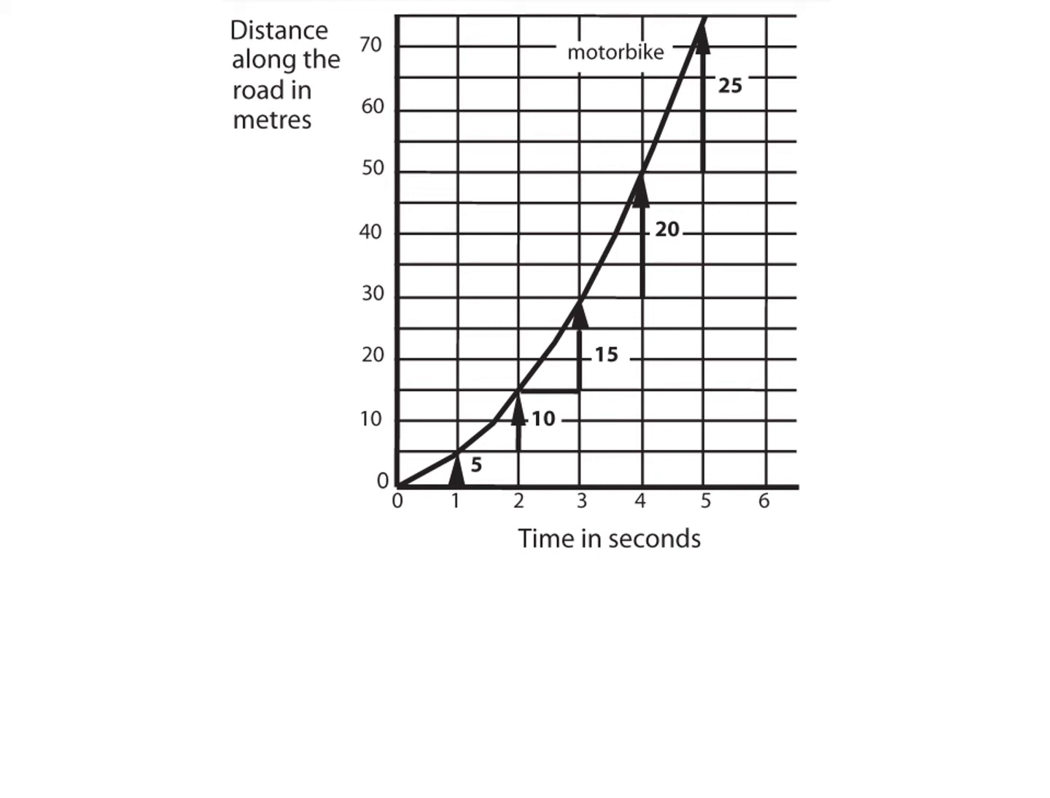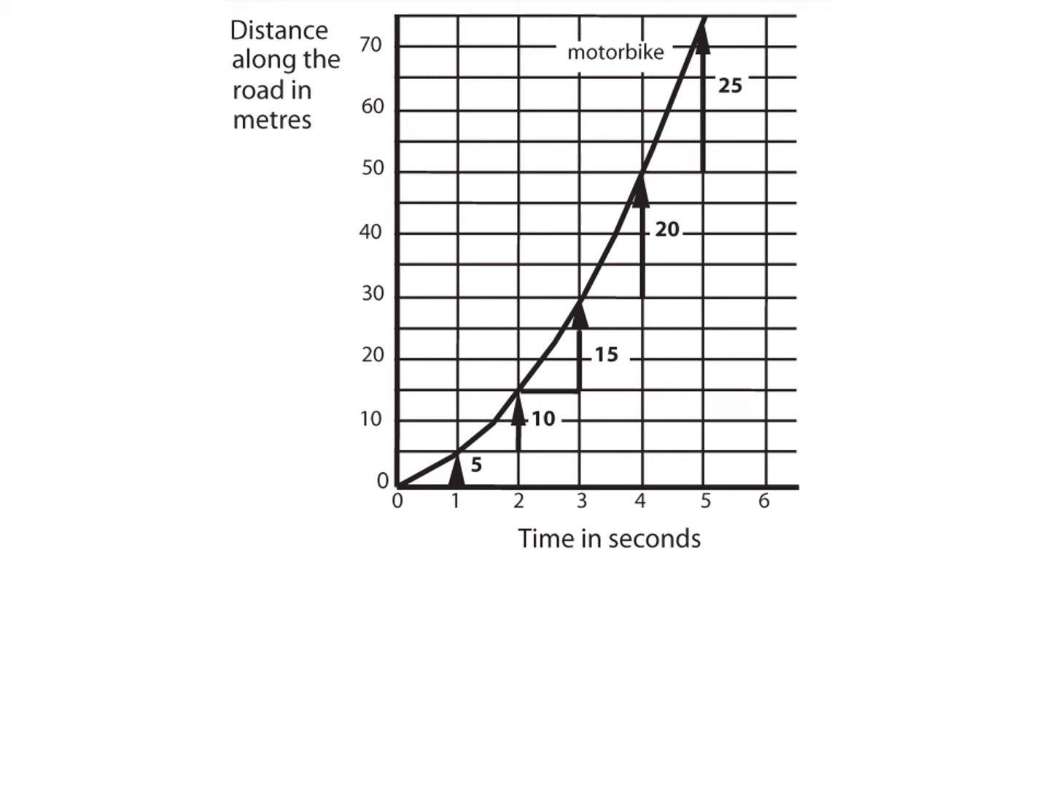But what about when the line is not straight? What if the line on the graph is curved, such as this line? What does that tell you about the speed of the object? In this example, a motorbike is travelling along a road, but the graph does not show a straight line, so this is not travelling at a constant speed.